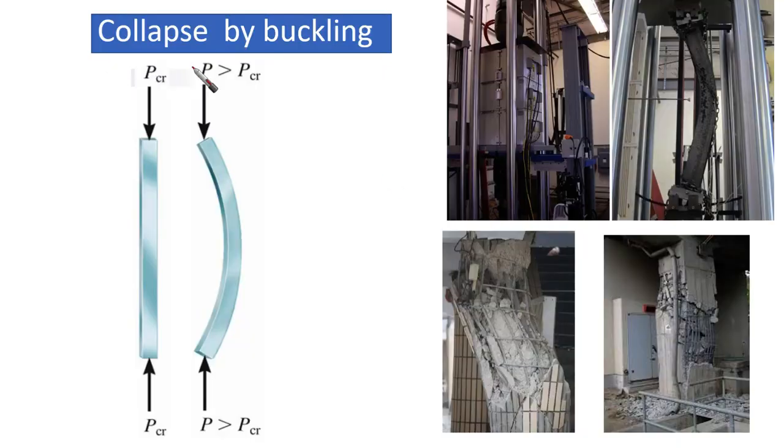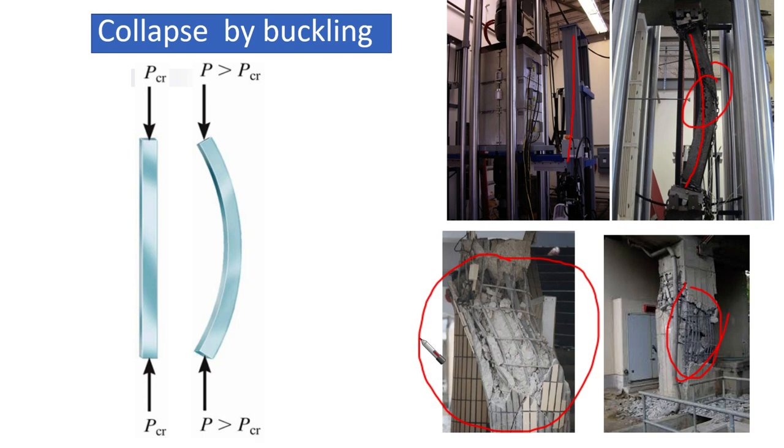Now, collapse by buckling is a global phenomenon that can take place whatever the material. Look here, for example, at a steel column. We apply a compressive load, and we find this buckled shape here. It failed here, a buckling failure. This is a steel element. If we talk about reinforced concrete, as you can see here, this is buckling. This is a real buckling failure. Here is another very clear buckling failure. This is for compression members.